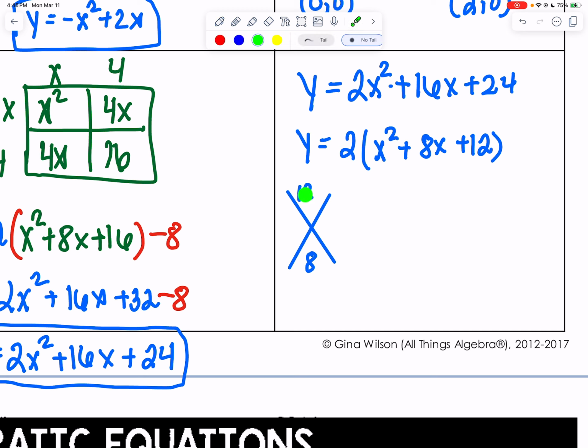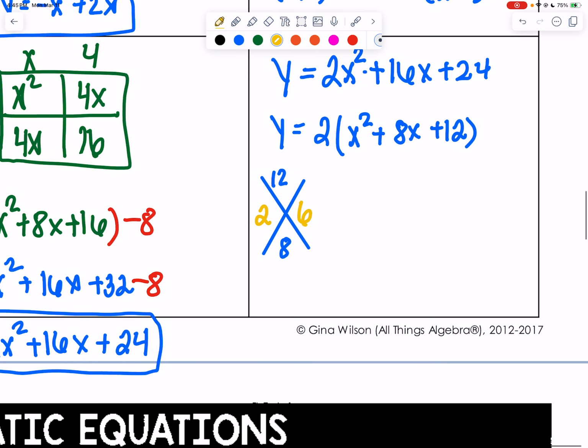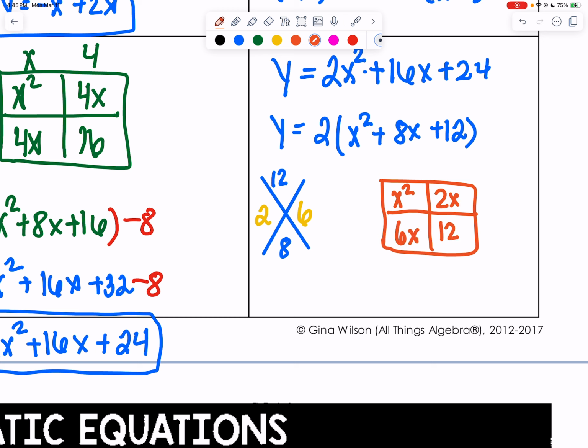So what two numbers will multiply to 12 and add to 8? That's going to be, let's say, 2 and 6. 2 times 6 is 12. 2 plus 6 is 8. Once I do that, I'm going to go ahead and box. Okay, so that's going to give me x squared, 12, 2x, 6x.